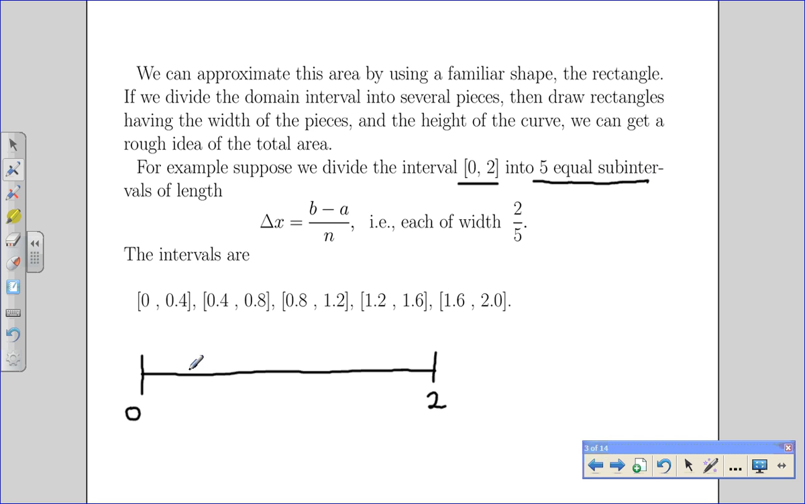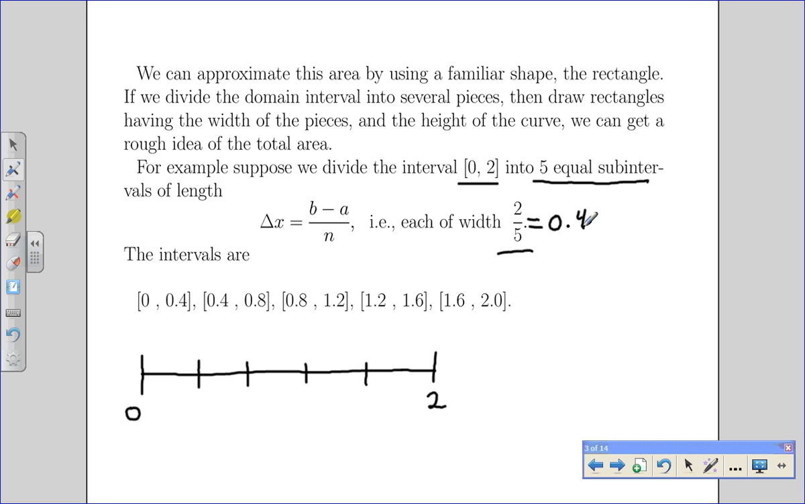So if we break this up into 5 pieces, 1, 2, 3, 4, 5 pieces, each one is going to be the same length. And it turns out that that length, or width, I should say, is 2/5. Because the interval from 0 to 2 was size 2, and I chopped it up into 5 pieces. So each piece is of width 2/5, which is the same as 0.4.